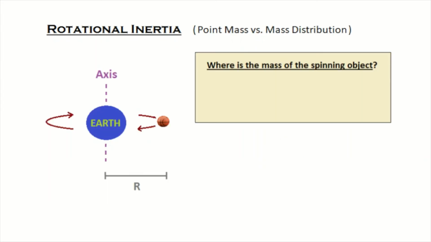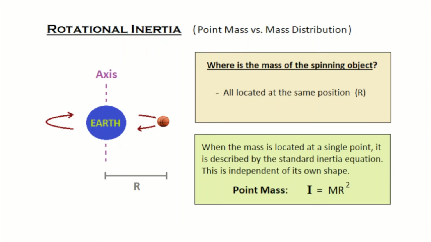When studying rotational inertia, I think it's important to know the difference between a point mass and a mass distribution. Let's say we're looking at this random example of the Earth, and we've got a basketball orbiting it, much like a satellite would, and let's call the distance from the Earth's center to the basketball as the distance r. The question is, where is the mass of the spinning object, or the basketball? Well, in this example, it's all located at the same position. Relative to our axis, the entire basketball is the distance r away. So when the mass is located at a single point, it is described by the standard inertia equation, I equals mr squared, and know that this inertia is independent of the shape of the rotating object.